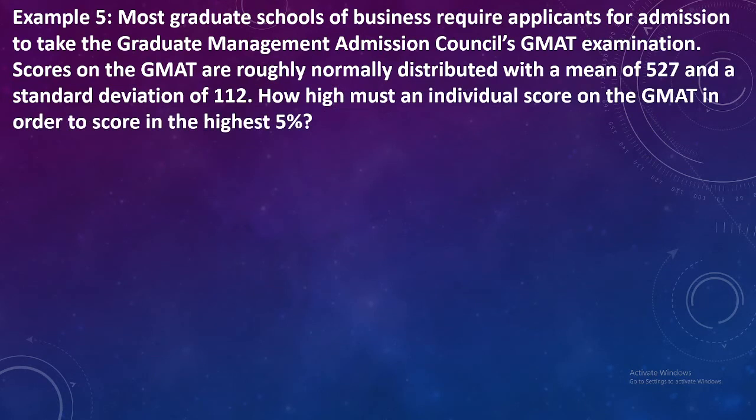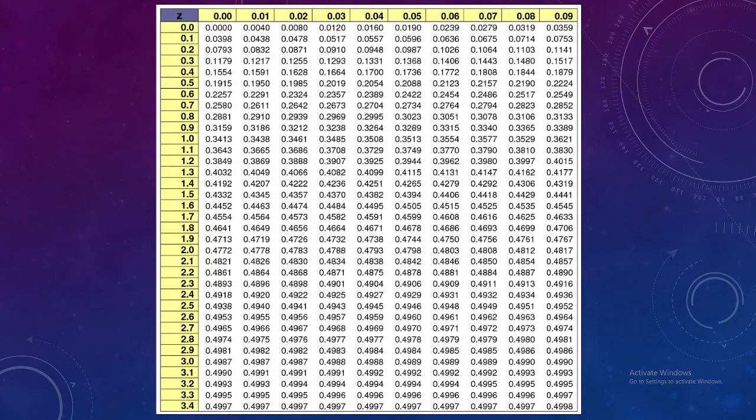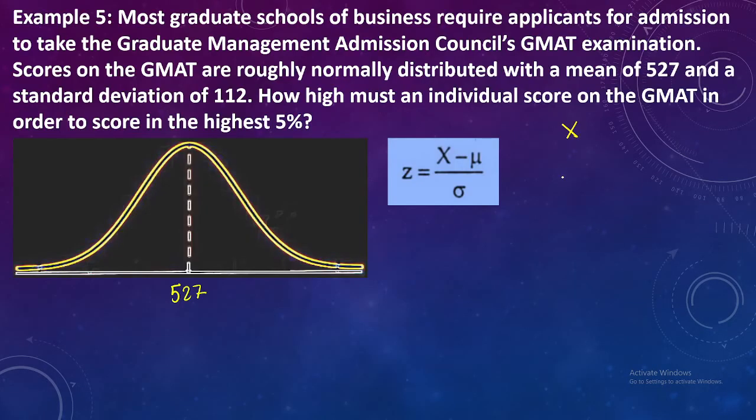Most graduate schools of business require the same problem. We have a mean of 527. We have our X, our mu, and our standard deviation. So our mean is 527 and our standard deviation is 112. This time, how high must an individual score in the GMAT in order to score in the highest 5%? So as you can see, the highest 5% is found over here. Okay, this is 50%. The highest 5% is somewhere here.